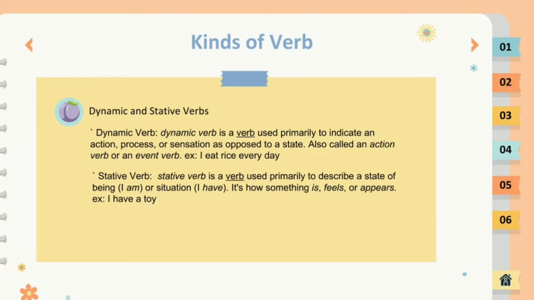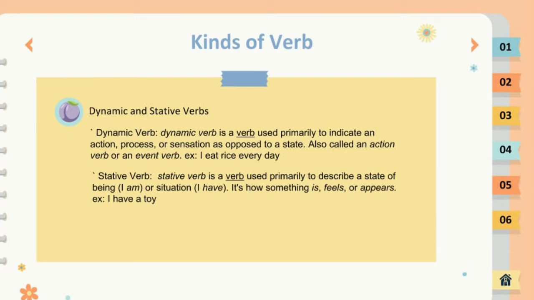Next is stative verb. A stative verb is a verb used primarily to describe a state of being, I am, or a situation, I have. It shows how someone feels or appears. The example: I have a toy. I becomes a subject, have becomes a verb, toy becomes an object. Have is a verb, the stative verb.